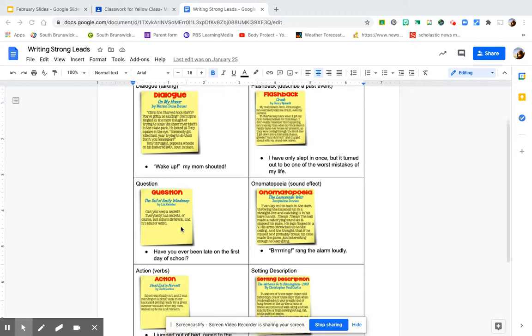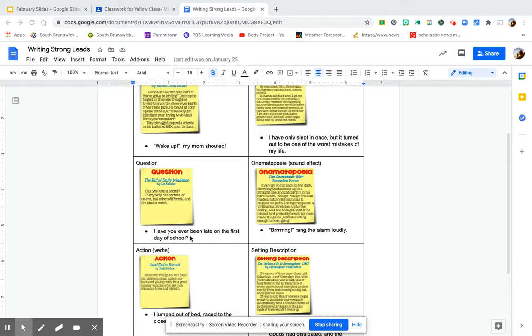Another one is a question lead. This one's pretty easy. Usually it's just a sentence. "Have you ever been late on the first day of school? Can you keep a secret?" Okay, so here you go. This one's a little longer. "Can you keep a secret? Everybody has secrets, of course, but mine's different and it's kind of weird." Okay, so both of these are examples of question leads.